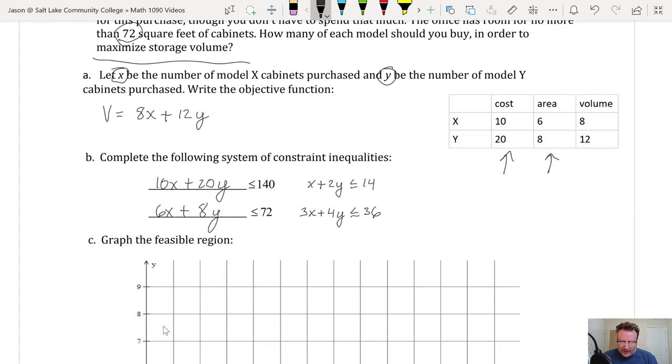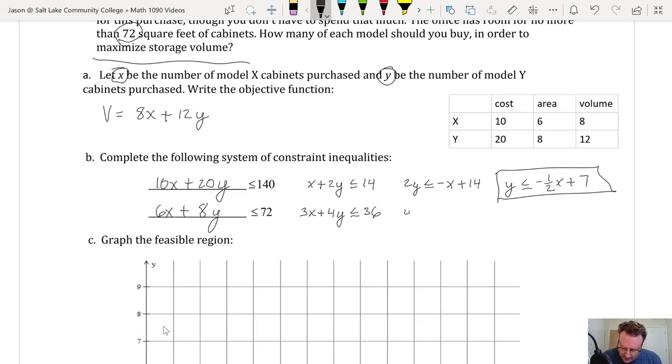Okay, and now I'm going to solve these for y. Let's see, I get 2y is less than or equal to negative x plus 14. So y is less than or equal to negative 1/2 x plus 7. There's our first inequality.